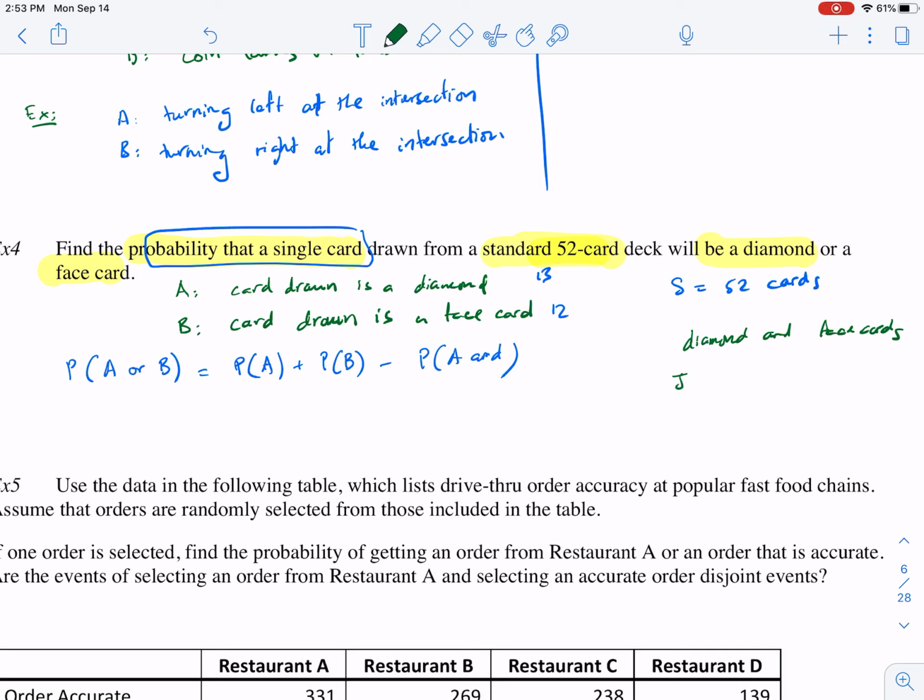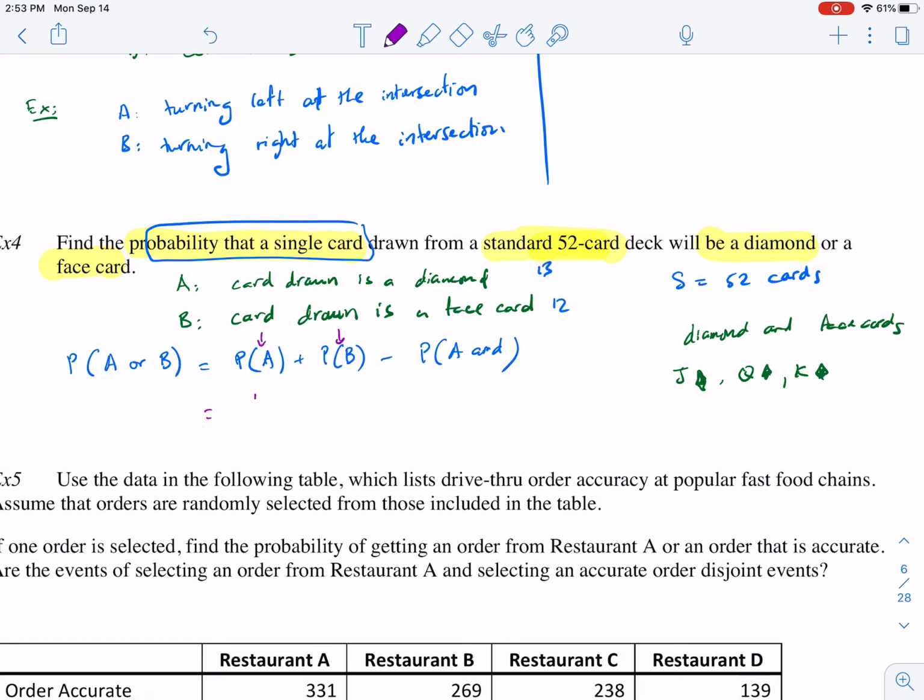So you have Jack of diamonds, Queen of diamonds, and King of diamonds. So there are 3 cards that are diamonds and face cards at the same time. That's what we're subtracting there. We don't want to double count because those cards appear in both events at the same time. So we have 13 over 52 for the chance of the card being a diamond, combined with the chance that the card is a face card, which is 12 over 52. But if we add these two numbers, we double count all the cards that are both diamonds and face cards, so we subtract 3 over 52. That gives us 22 out of 52 as our answer.